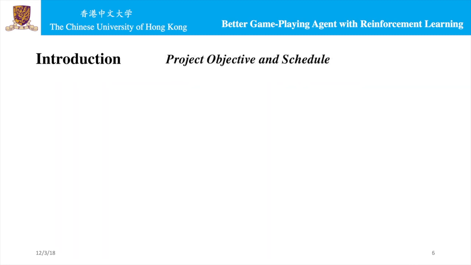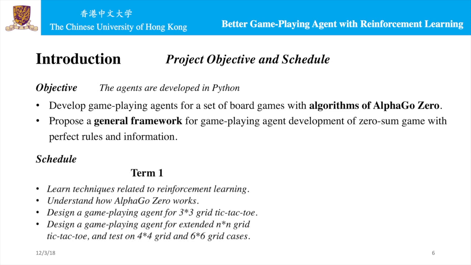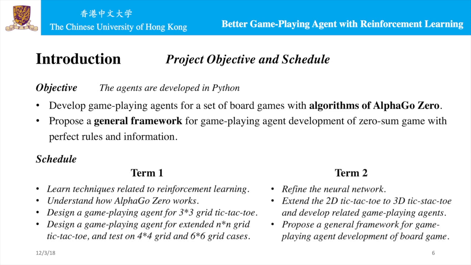Here is the project objective and schedule. The objective of my project is to develop game-playing agents for a set of board games with the algorithms of AlphaGo Zero, and then propose a general framework for game-playing agent development of zero-sum game with perfect rules and information. Here is the schedule, and for the time being, I have finished all the work that should be done in term 1.